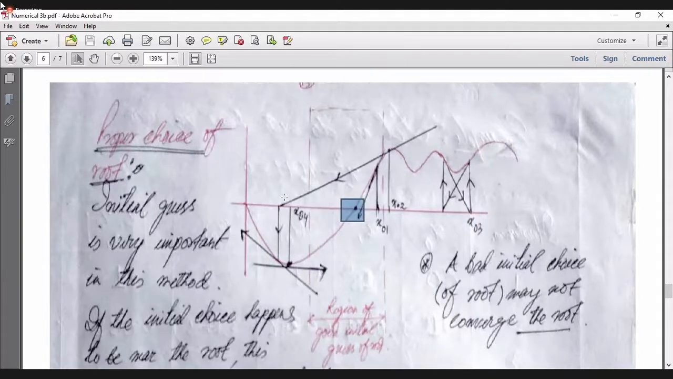Similarly, suppose we consider another new starting point, let us say this is x0 4. Here, when I draw a tangent, this will go here, and we cannot come to the root. So the solution is that if you want to converge to the given root, the best way is to choose the starting value near the root.